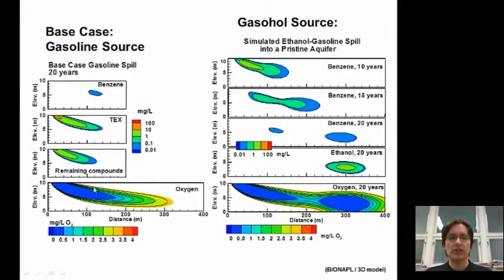This is similar to this gasoline-only case, because this is dominated by the consumption by the TEX and the remaining compounds, which really don't change a lot in the simulation.